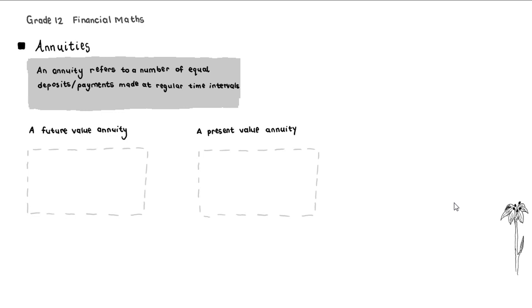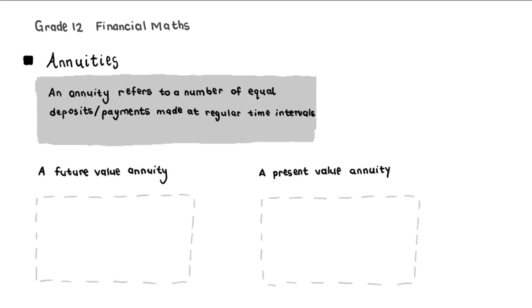Previously on NTE, we looked at question 7 from the February-March 2018 supplementary paper, and that question was dealing with annuities. However, in that video, I didn't explain to you guys what annuities are. Put simply, an annuity refers to a number of equal deposits or payments which are made at a regular time interval. This is usually at the end of each month.